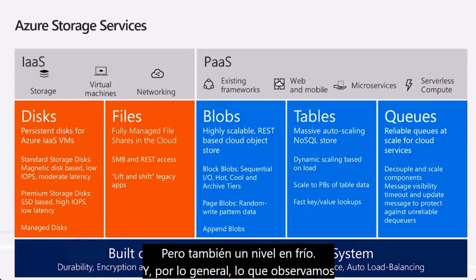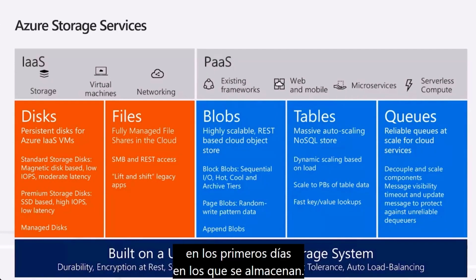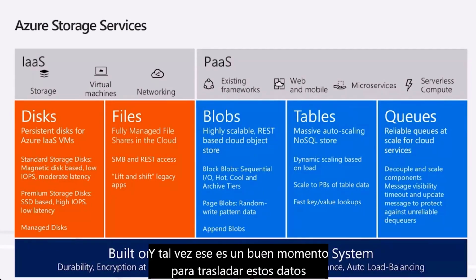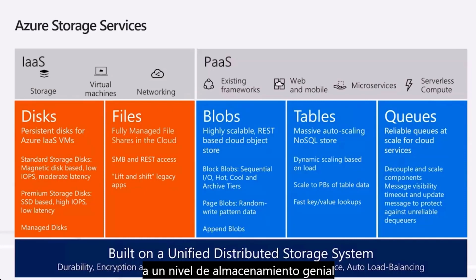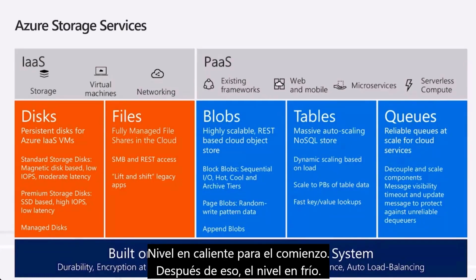And so typically what we observe is that files are accessed a lot in the first few days that they are stored. But then after that, the usage tends to go down. And maybe that's a good time where you want to move this data to a cool storage tier because it's going to be a lot less expensive. Now you will have a little bit more latency, but you will also save a lot of money. So the hot tier for the beginning, after that the cool tier.